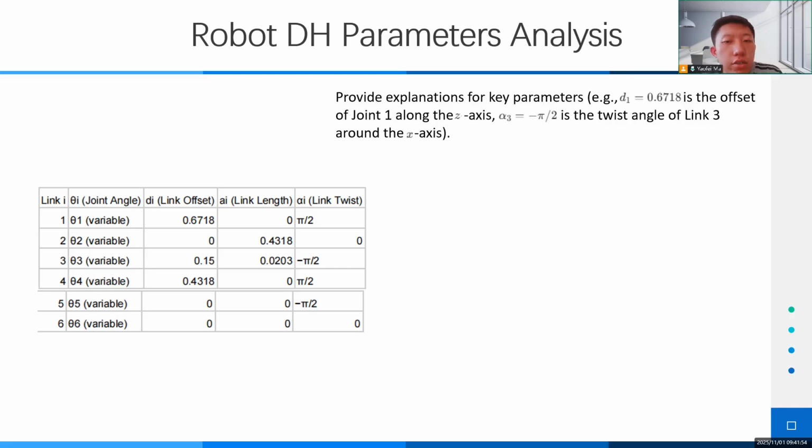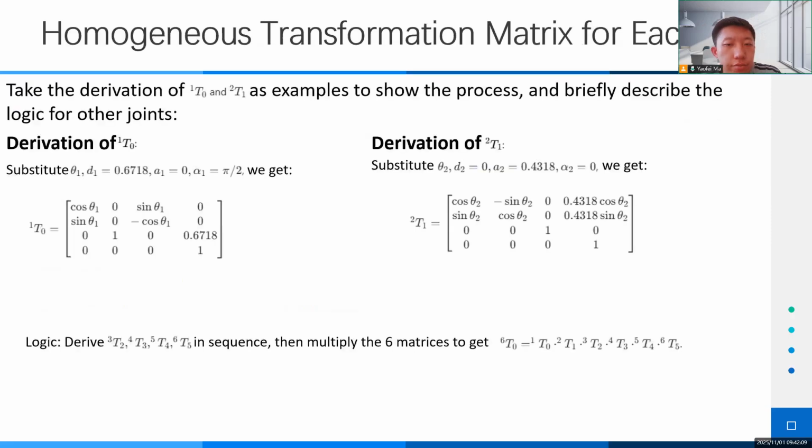You can also see other parameters here, like theta i, a i, and more. They all help us build the robot kinematics model. Next, we will derive the homogeneous transformation matrix for each joint. Let's take 1T0 and 2T1 as examples.